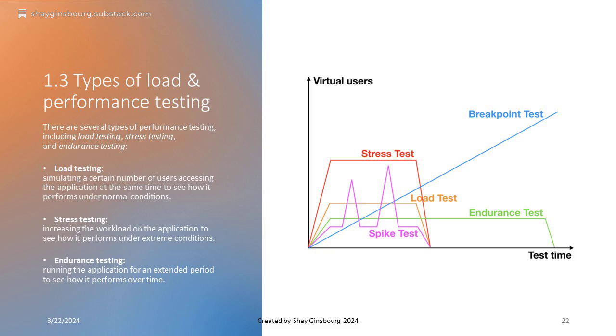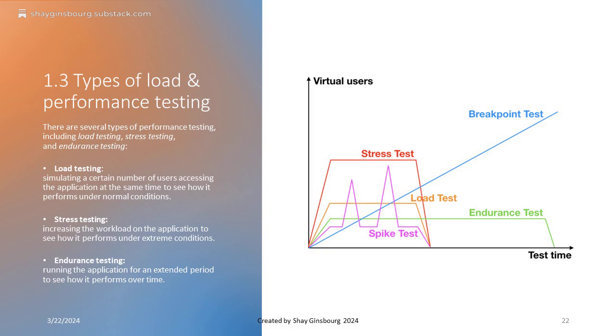Stress testing. Purpose: increases the workload on the application to push it to its limits. Objective: assess performance under extreme conditions. Key focus: identify breaking points, bottlenecks, and system weaknesses. Scenario: intense traffic spikes or sudden resource demands. Stress testing reveals vulnerabilities. Endurance testing. Purpose: runs the application for an extended period, hours, days, or even weeks.